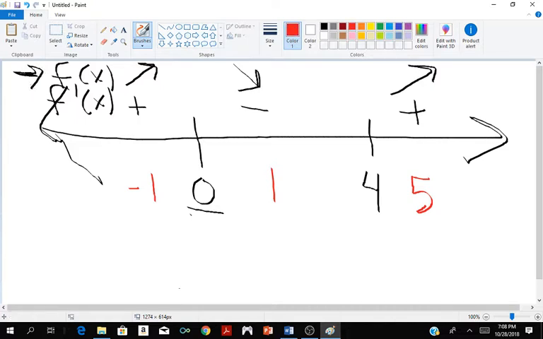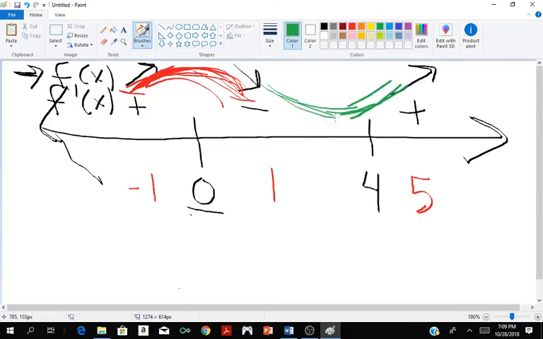Here, I'll use a different color. We know the function is increasing, and then it goes to decreasing. If you just connect these two arrows, you're going to get a maximum. And then over here, if you look at the arrows, if you just connect those arrows, that function is going to have a minimum. And if you look at your graph, it checks out. You've got a maximum at 0 and a minimum at 4.